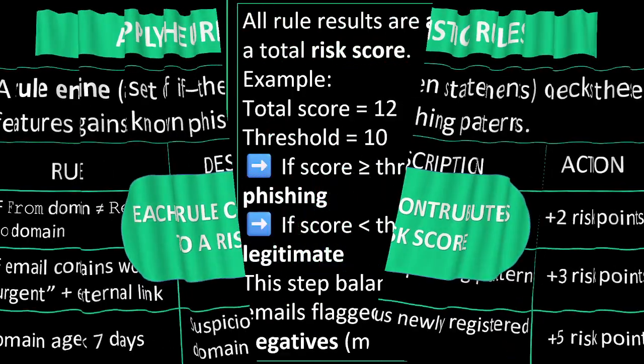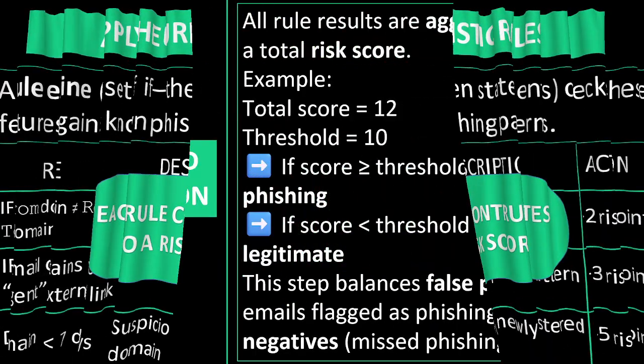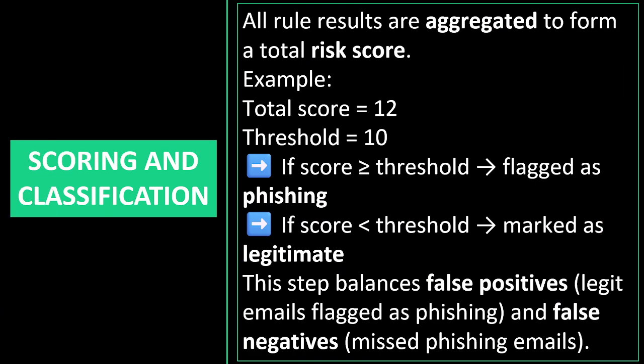So based on that risk score, we decide whether it's a legitimate one or it's a phishing attack. All rule results are aggregated to form a total risk score. For example, as we saw in the previous slide, we added all the risk scores. Let's say the score is 12 and the threshold was 10. If a score is greater than or equal to the threshold, then we will mark it or flag it as phishing. If the score is less than the threshold, we mark it as legitimate.